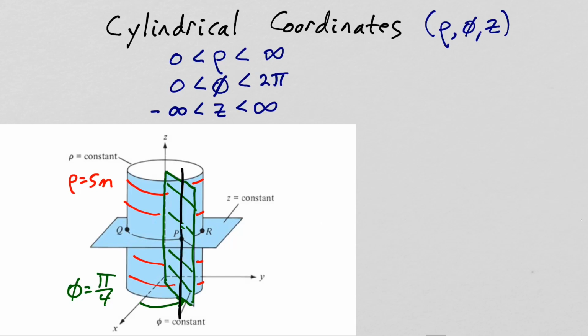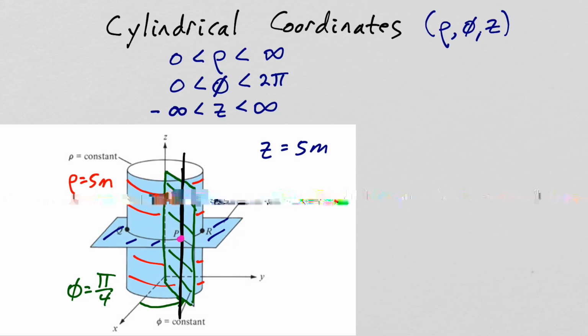The z-coordinate is the same as the z-coordinate in Cartesian coordinates, so if I say z is equal to 5 meters, it would define this infinite plane here. And that infinite plane intersects our line formed from the rho and phi planes at one point. So the point P is the intersection of a cylinder, an infinite half plane, and an infinite plane. So that is how you should think of defining a point in cylindrical coordinates.